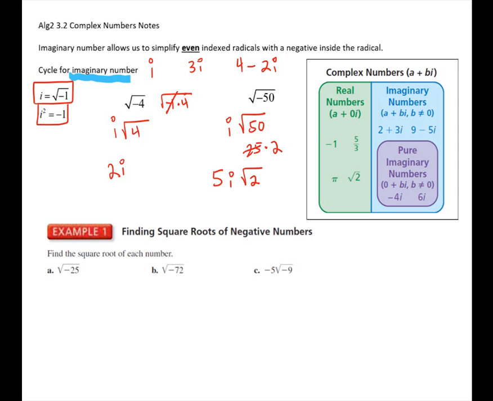All the simplifying, you should already know how to do. The only thing really new is that whenever you have a negative inside a square root, put the i on the outside and it makes the number inside the radical positive. That's really all it is.